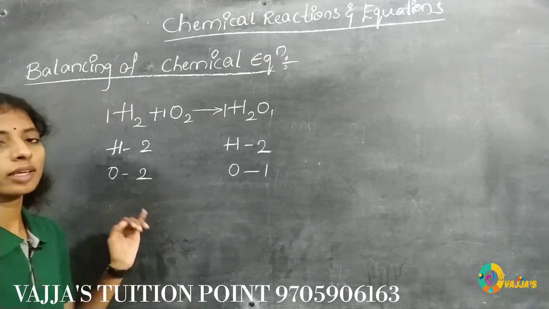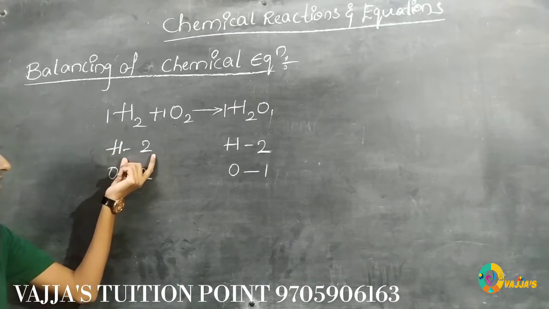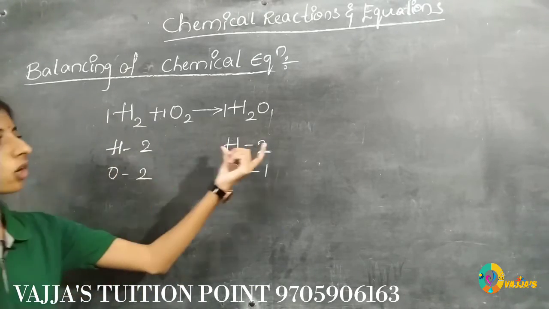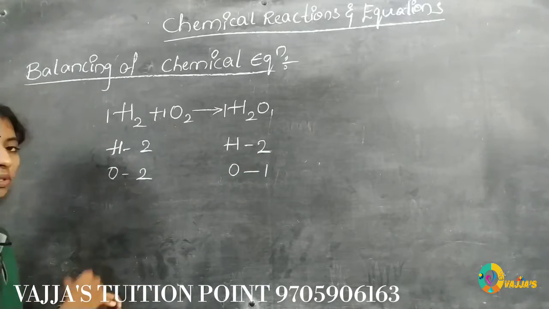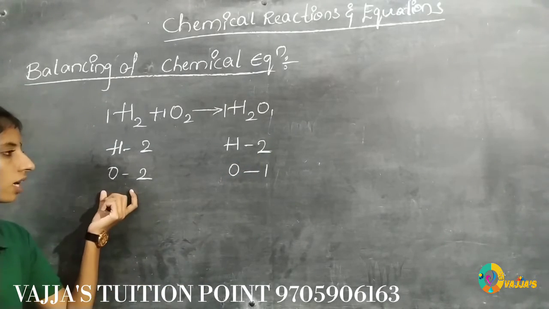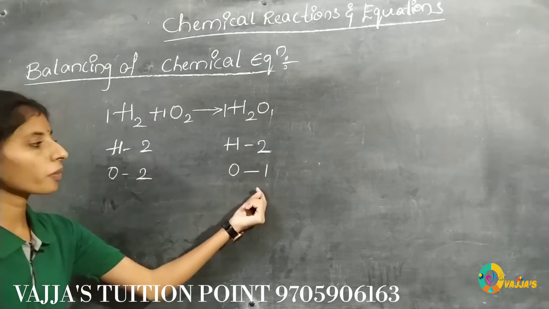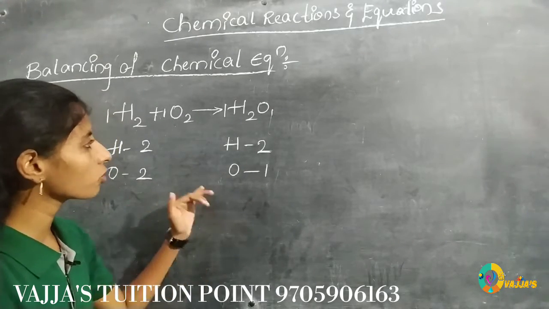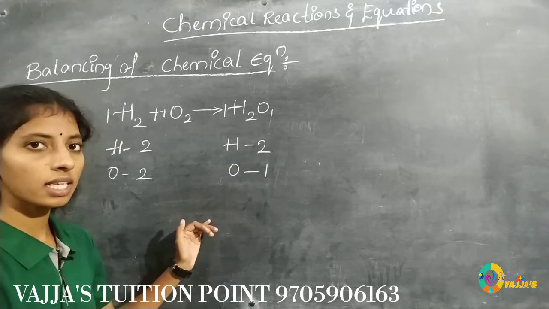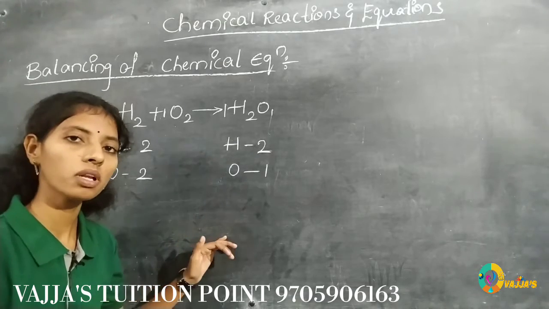Now see the total chemical equation. On the reactant side we have 2 hydrogen atoms. On the product side also we have 2 hydrogen atoms. Come to oxygens. Here we have 2 oxygen atoms, and on the product side we have only 1 oxygen atom. So where is the one more oxygen atom? Is it destroyed? Is that possible?